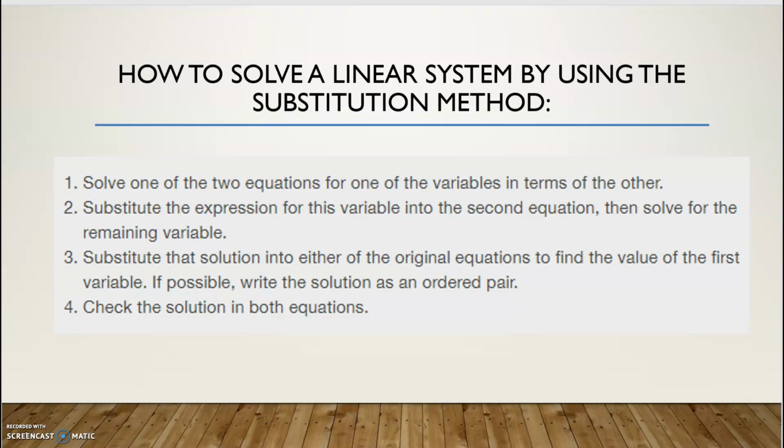All right, this is section 7.1, part 2. We're going to talk about how to use the substitution method. So solve one of the two equations for one of the variables in terms of the other. Substitute the expression for this variable into the second equation, then solve for the remaining variable.